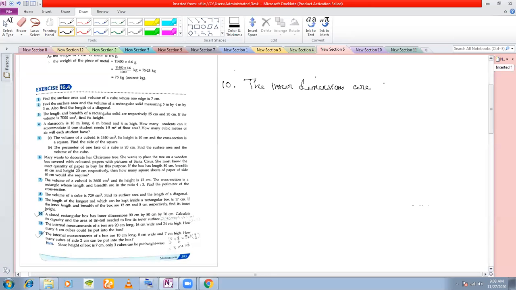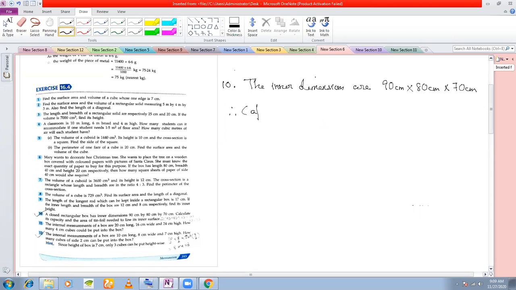Ninety centimeter by 80 centimeter by 70 centimeter. These are the inner dimensions. The question is, calculate its capacity and the area of the tin foil needed to line its inner surface. Capacity means what? Capacity means the volume, right? So what should be the capacity?